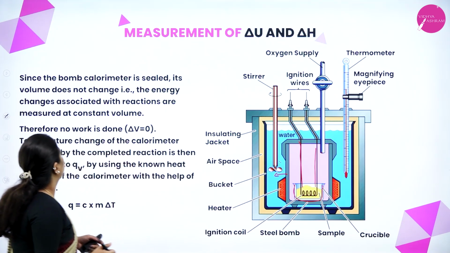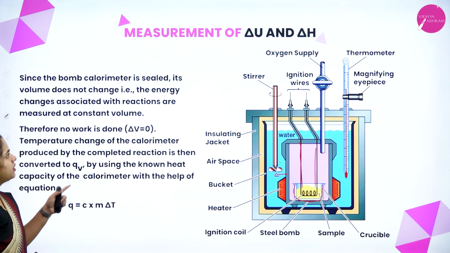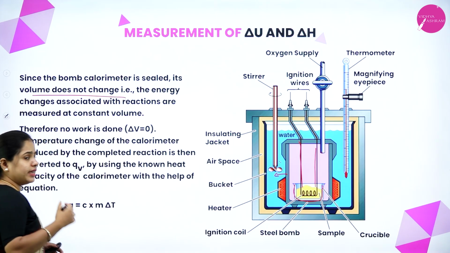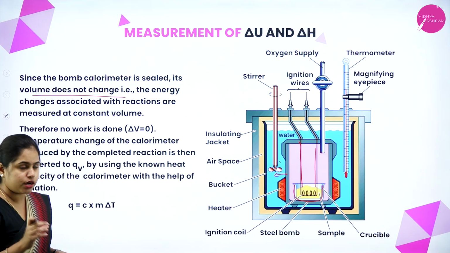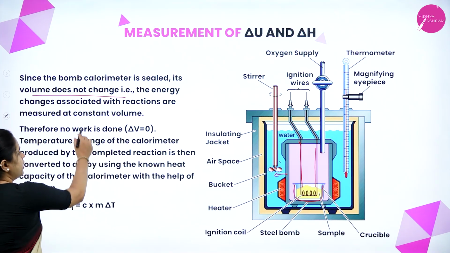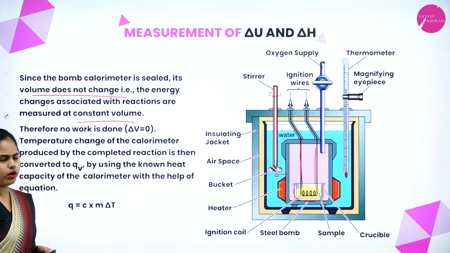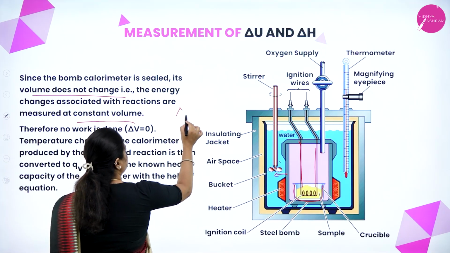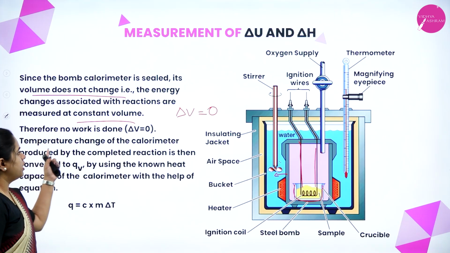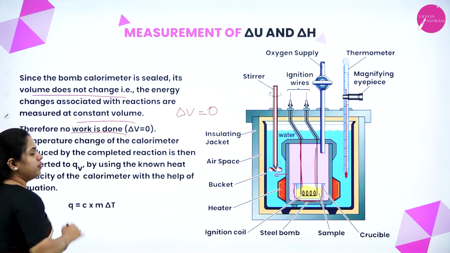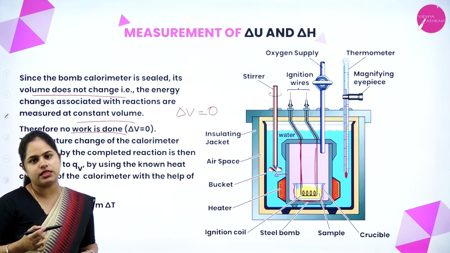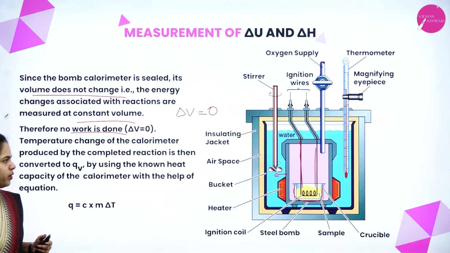Now, since the bomb calorimeter is sealed, its volume does not change. So the heat change is happening at constant volume. The energy changes associated with the reactions are measured at constant volume. So at constant volume means we know that delta V is equal to 0. Therefore no work is done. We know that the equation is minus P delta V. When delta V is equal to 0, work done will also be equal to 0.